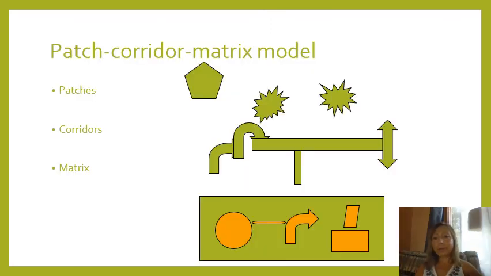Regardless of what landscape you are in and what the scale of your study is, we can consider landscape heterogeneity in terms of three basic blocks of the landscape. These are patches, corridors, and matrix.